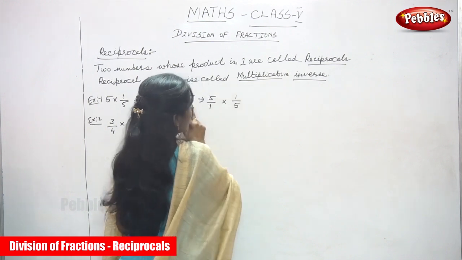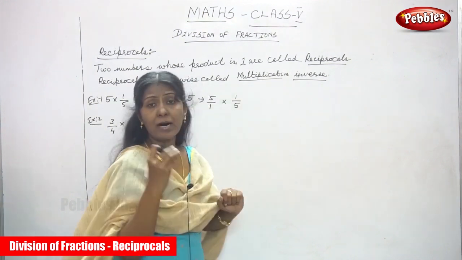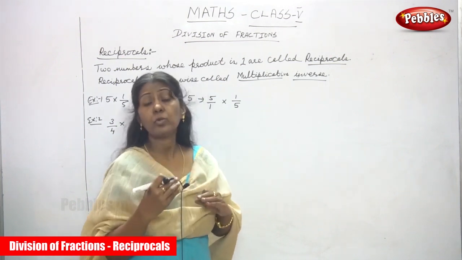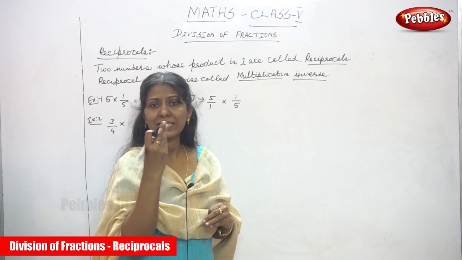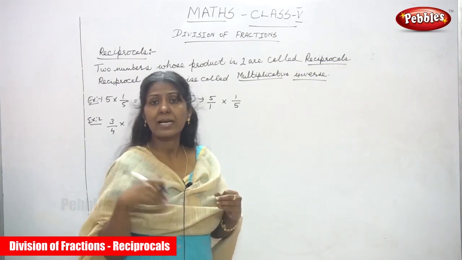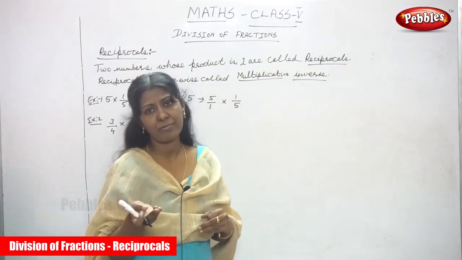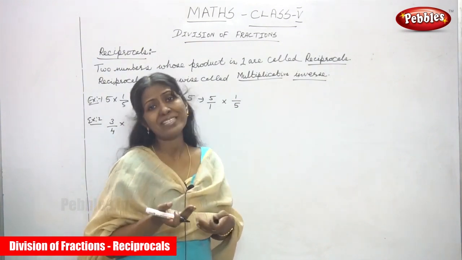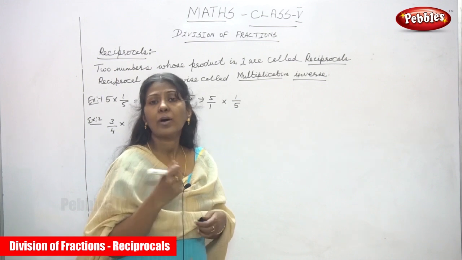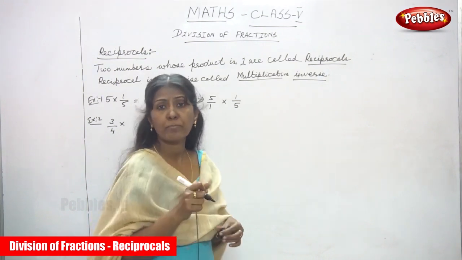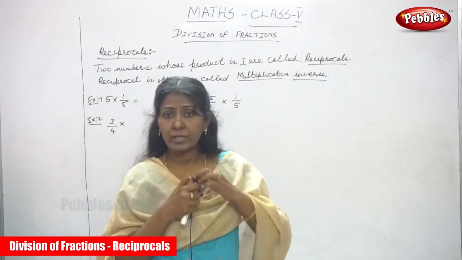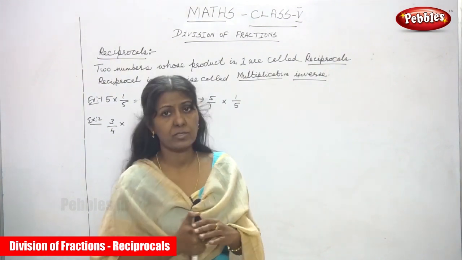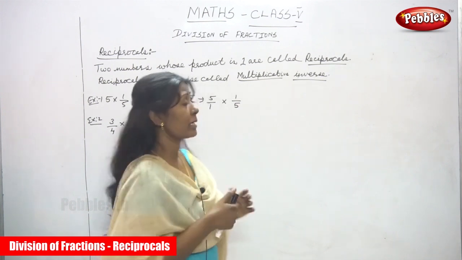So 5 is a whole number. After that you have to convert the whole number into a fraction, then make it a reciprocal. For example, the reciprocal of 5 by 1 is 1 by 5. That is called the multiplicative inverse, or else what do you call this? Reciprocal. Why do I say reciprocal is very important? Because without reciprocal you can't solve the division of fractions. So it is a basic thing. That is what I am telling you.